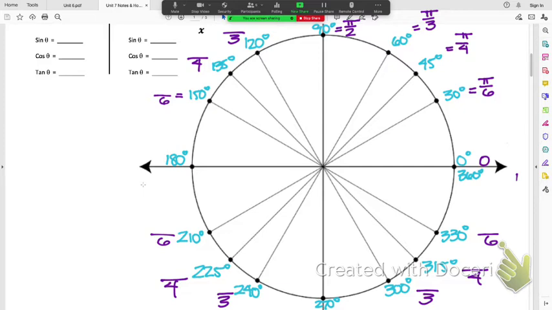If you wanted to, you could have memorized these. Some people treat them differently. Some of them count up by pi over 6s every time. In the second quadrant, it was 2 pi over 3, 3 pi over 4, 5 pi over 6. Some people remember those because each of those numbers are 1 less than the denominator. So 2 over 3, 3 over 4, 5 over 6. 180 was the same as pi.